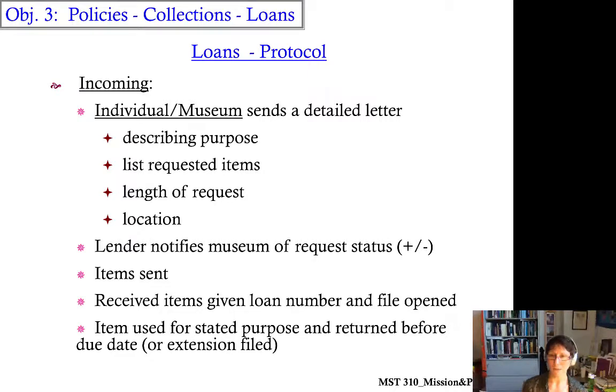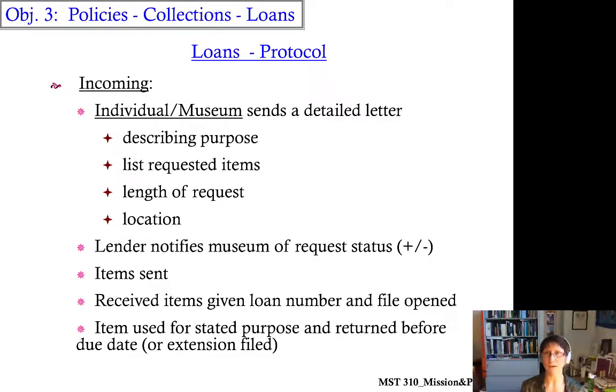The items are then sent, and usually with copies of paperwork. So they have in there what they said they sent to you, and then there's usually 2 copies. You check to make sure that everything that you said you sent is here and it's all in good condition. Then you sign that form and you send it back to the original lender to say, yep, it all got here just fine, so they know. And then when that museum receives them, often they'll actually give it a loan number. Sometimes they won't, but sometimes they'll actually open a file and assign loan numbers.